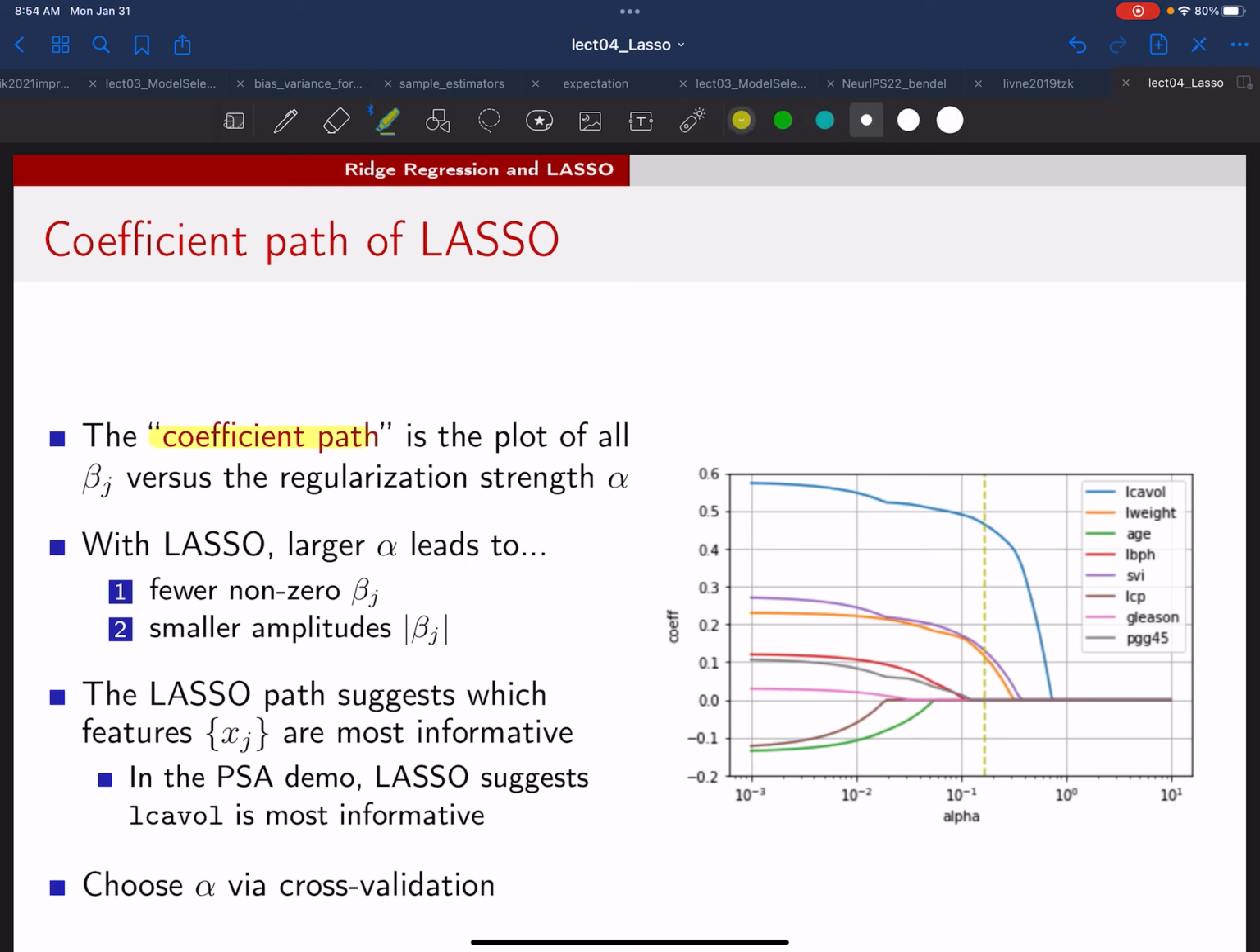Any questions on the Lasso coefficient path?